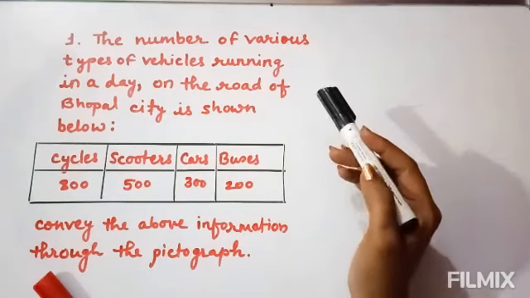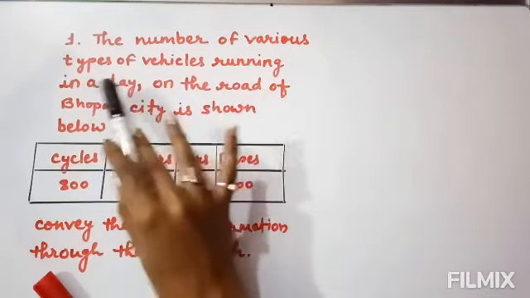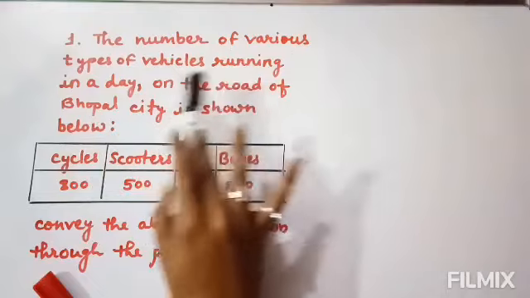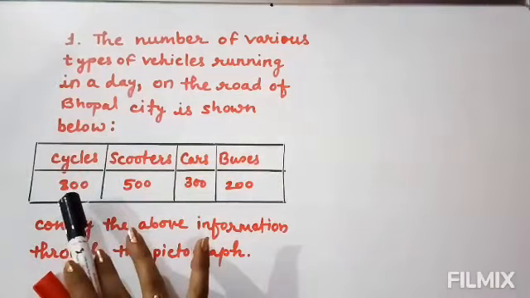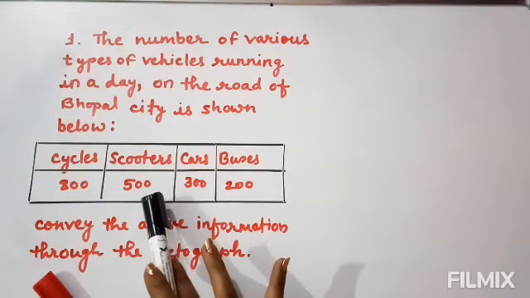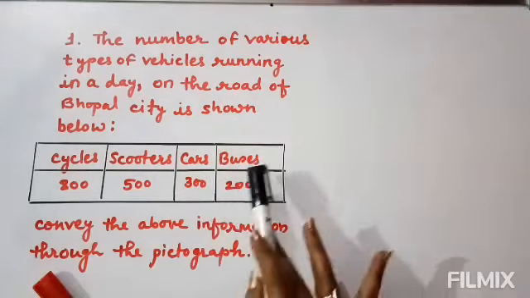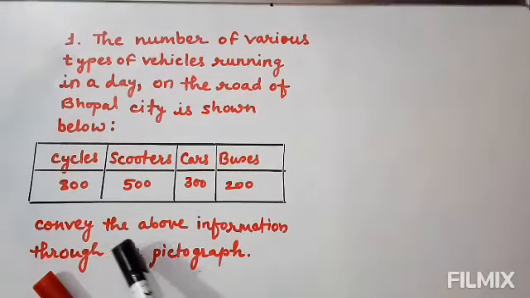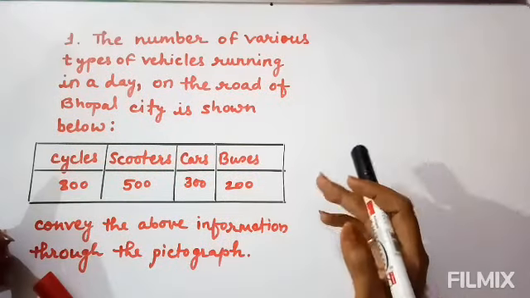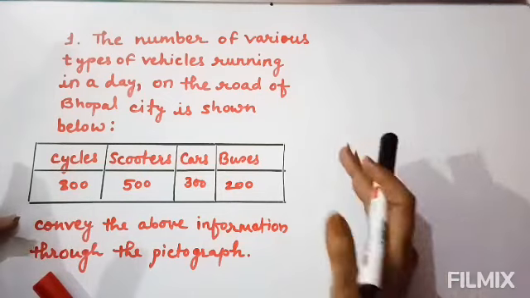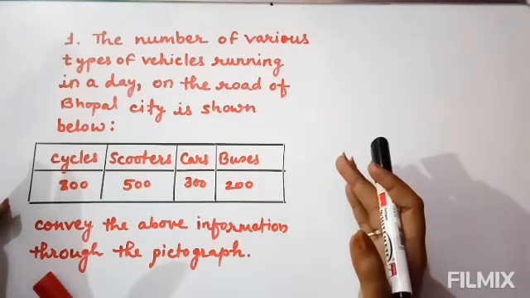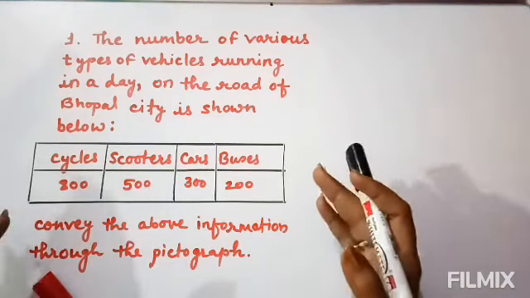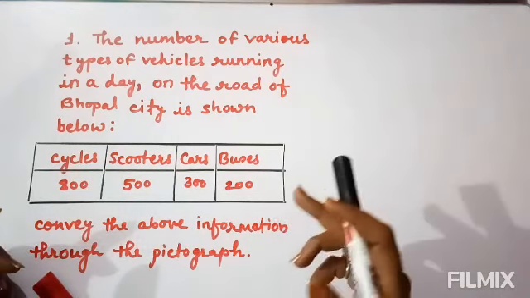Now let's understand this pictograph through this question. The number of various types of vehicles running in a day on the roads of Bhopal city is shown below: cycles 800, scooters 500, cars 300 and buses 200. Convey the above information through a pictograph. As the question is given in the form of numerical data, we will represent this data by symbols, which will serve as the scale of the pictograph. This is very important to show.